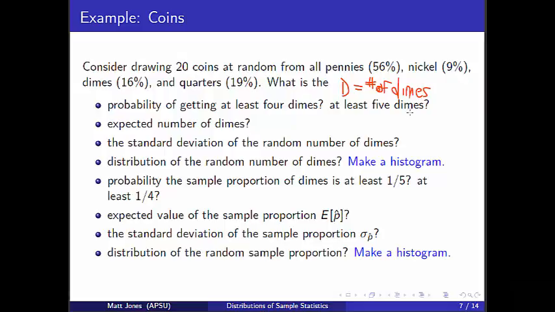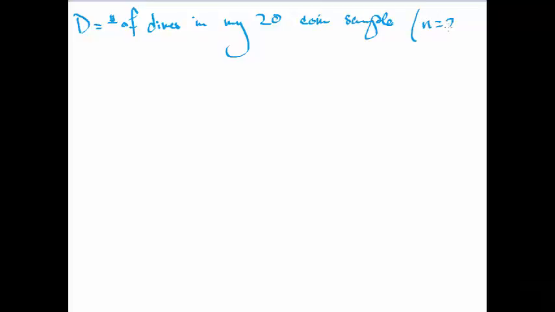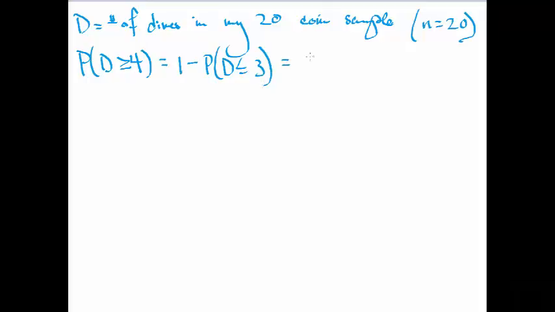What I want to know is the probability of getting at least 4 dimes. So again, D is the number of dimes in my 20 coin sample, and I'll put in parentheses just to remind myself that N equals 20. What I want to know is the chance that D is at least 4. There are several ways I could do that. Probably the easiest way is to start off with the rule for complements and do 1 minus the probability that D is less than or equal to 3. Now, what's the chance that D is less than or equal to 3?